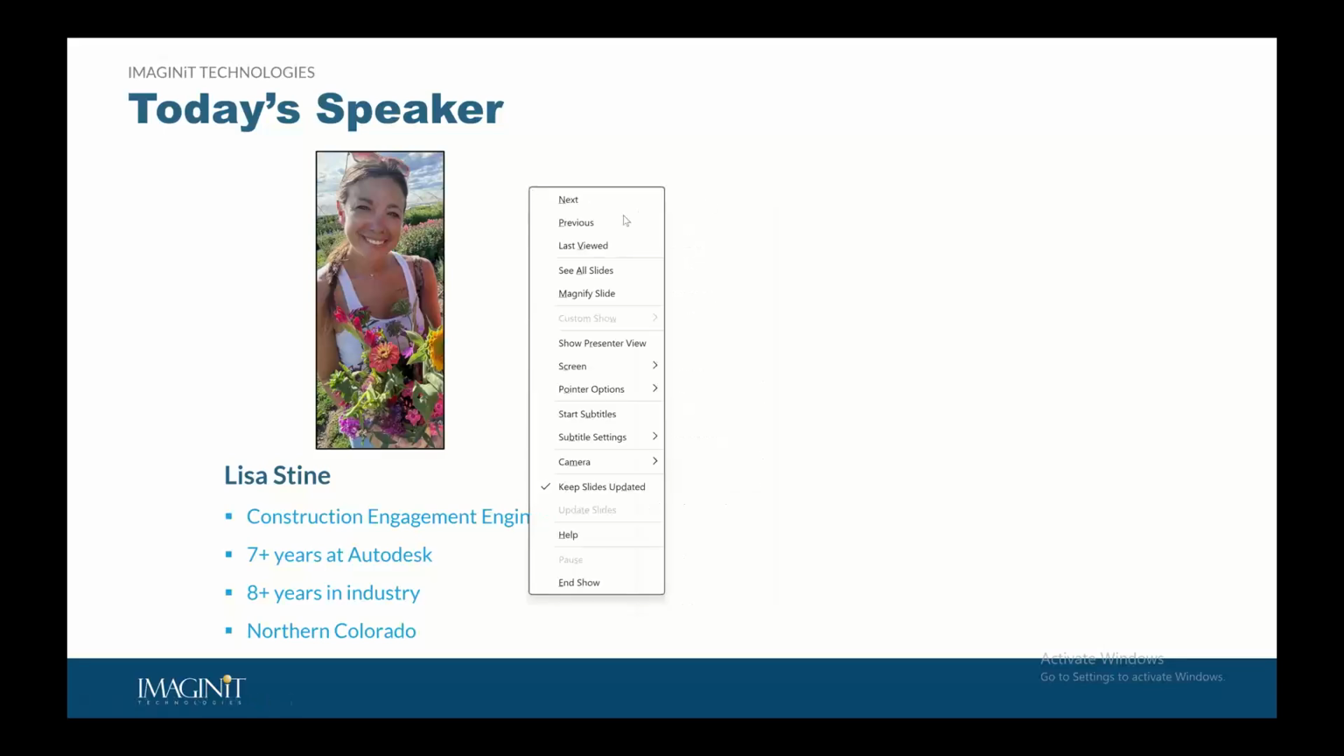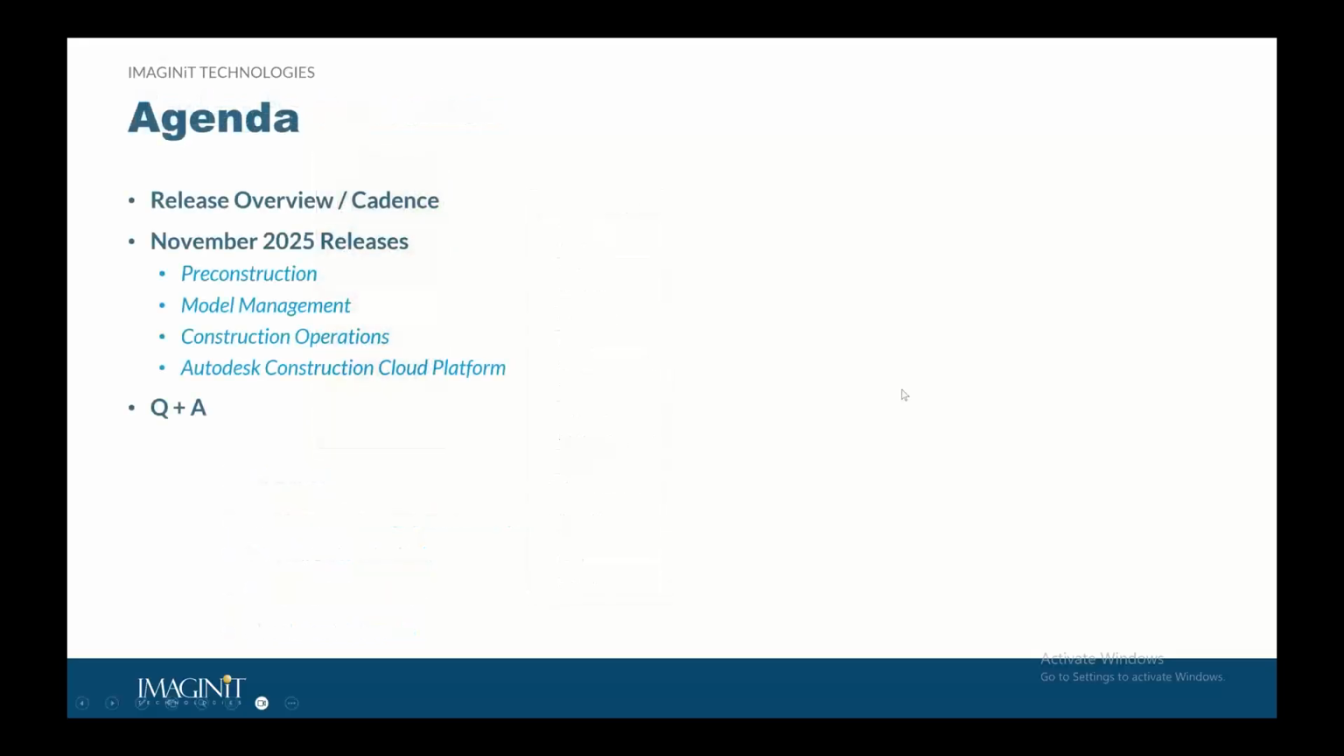So our agenda today: I'm going to briefly overview what the release cadence is that comes from Autodesk, and how Imagine It then relays those releases to you, our clients and audience. Then we'll go through the November 2025 releases, focused on pre-construction, model management, construction ops, and the overall ACC platform. Typically these bulleted items will change depending on what releases come out and what they pertain to from Autodesk. And then we'll go into any Q&A.